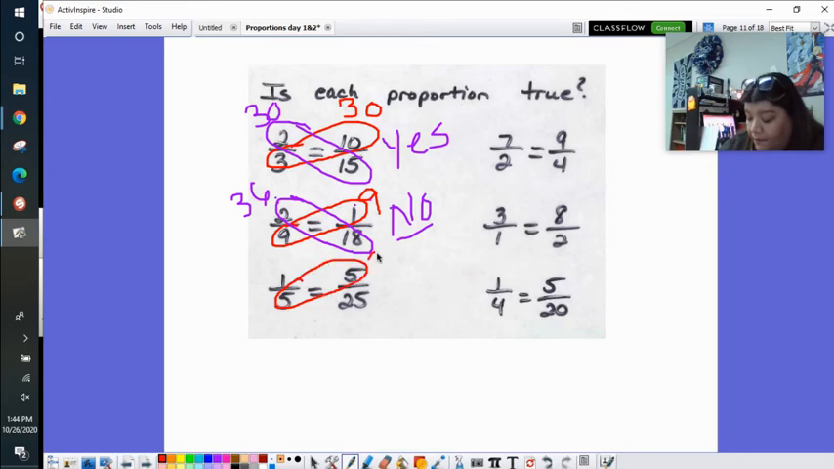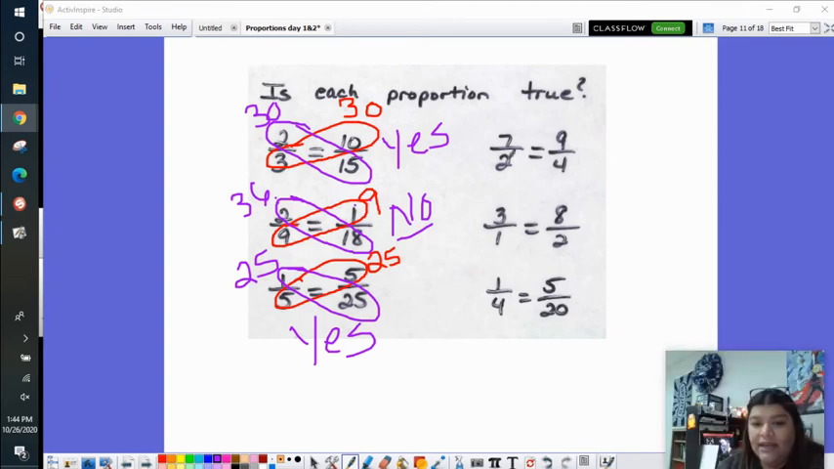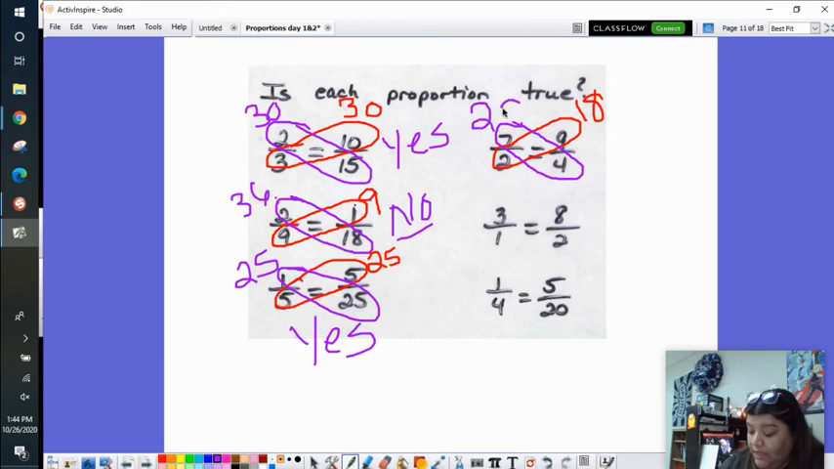5 times 5, 25. And we'll go 1 times 25, 25. They're both the same. So this is a yes, they are proportional. Okay, you get the hang of it now, you think? All right, let's try these two more and then we'll go to solving. Okay, let's try this one. We'll go 2 times 9 is 18. And we'll go in the opposite direction. 7 times 4 is 28.